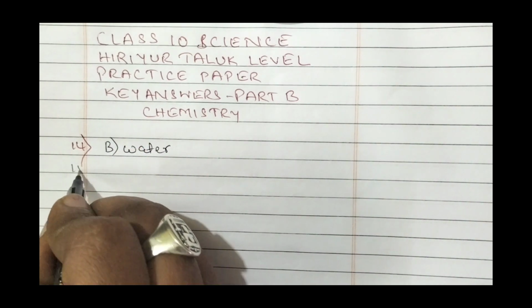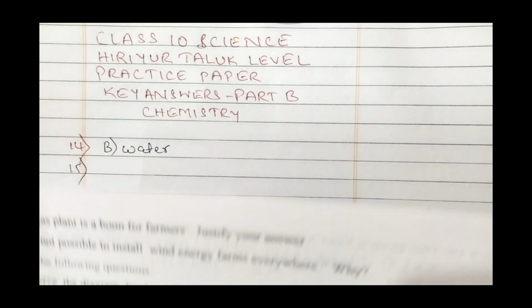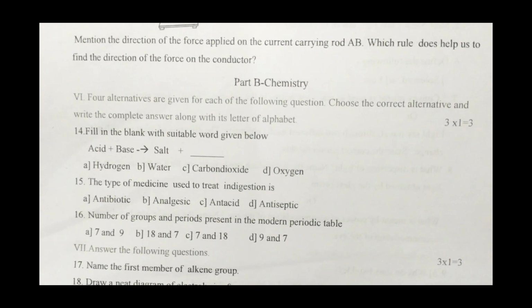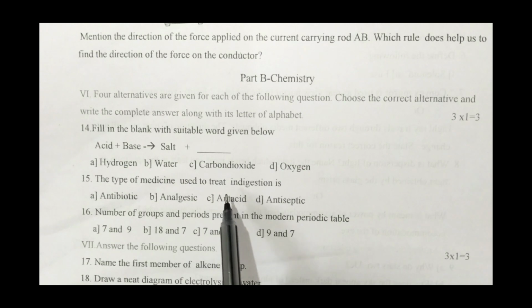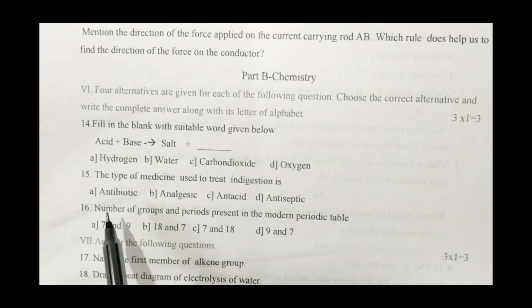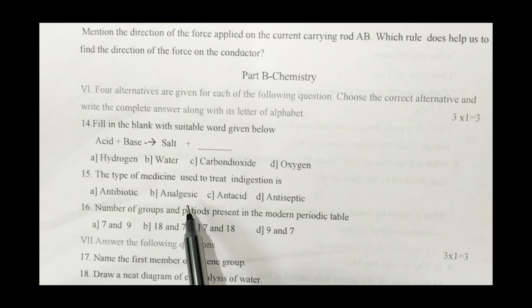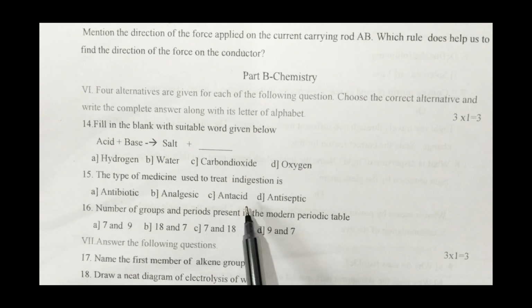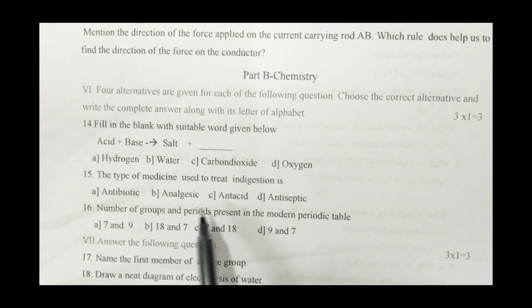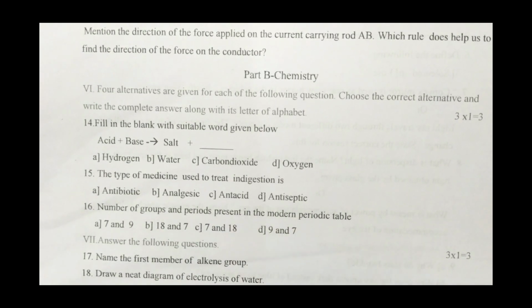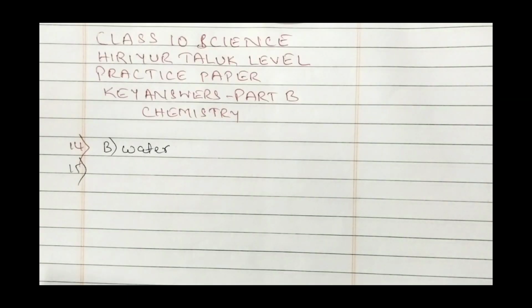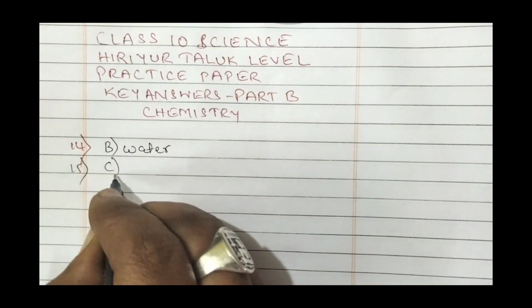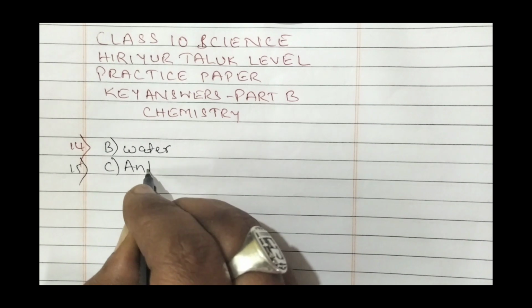Now let us move for question number 15. The type of medicine used to treat indigestion is antibiotic, analgesic, antacid, antiseptic. Among these four, the right option is option C, antacid.